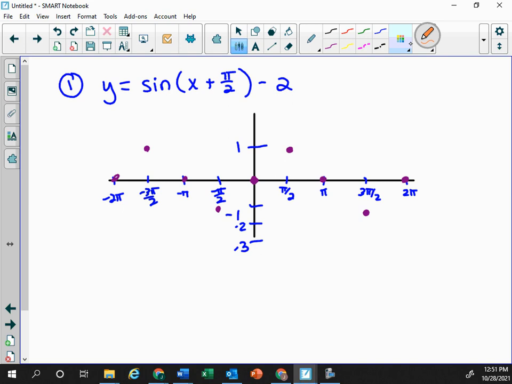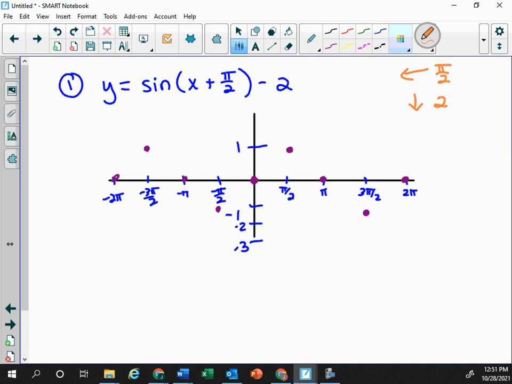Everybody with me on the purple dots? That is just parent graph dots, okay? Okay, I've got 2 transformations happening. What are they? Left pi over 2 and down 2, okay? How far is pi over 2? Is it 1 tick mark, 2 tick marks? Okay, 1 tick mark. So I'm going to go 1 spot to the left and then 2 spots down.